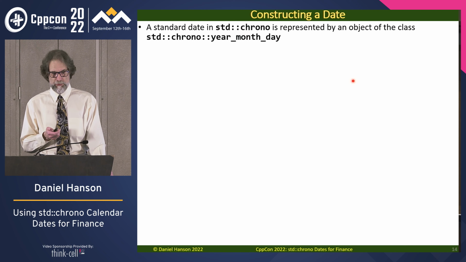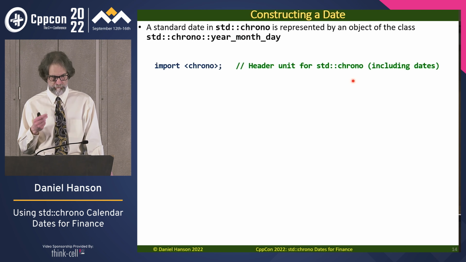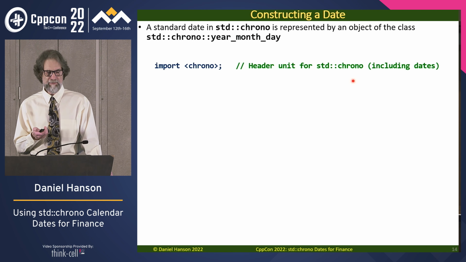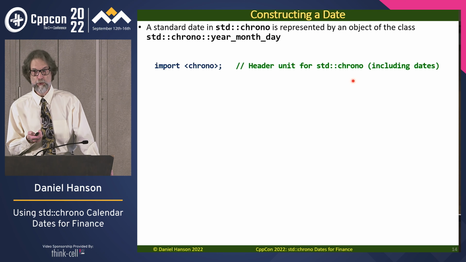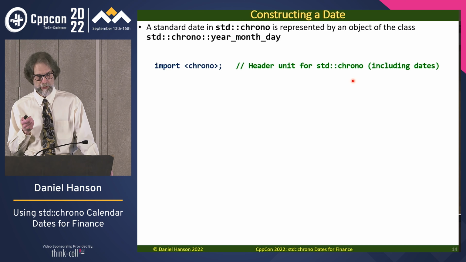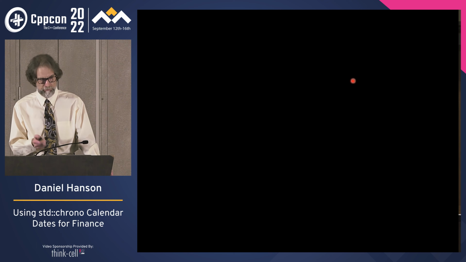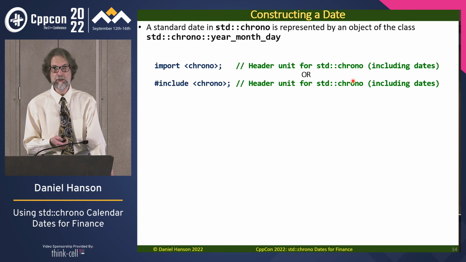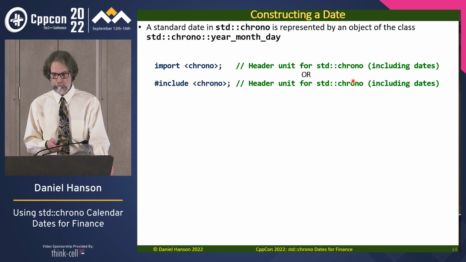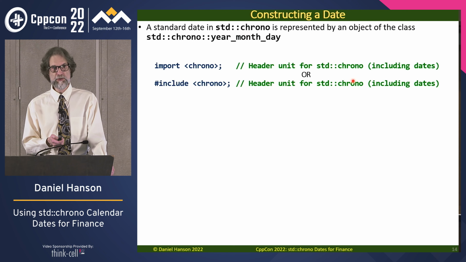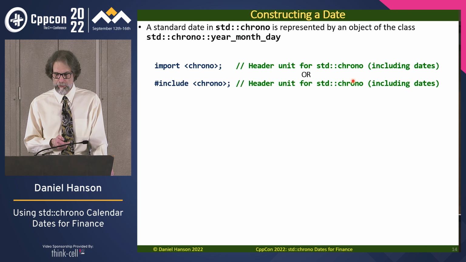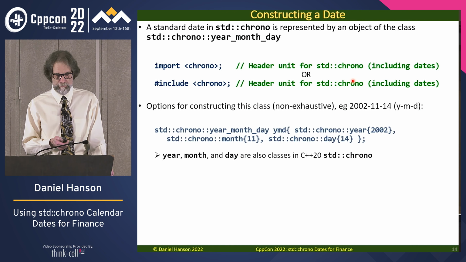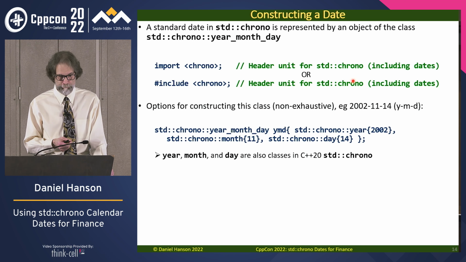Okay, so to construct, well, first, before we go any further, you'll have to either import the chrono header unit, or hash include it. I think I'm hitting another button, sorry. There are various ways that you can construct a year_month_day. I'll just show you 2 examples, but there are several more.